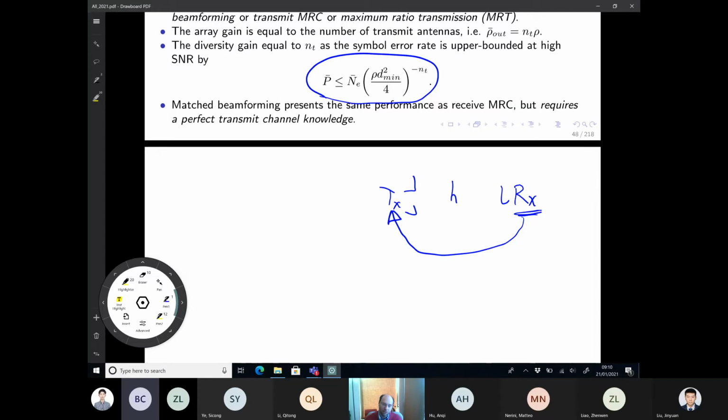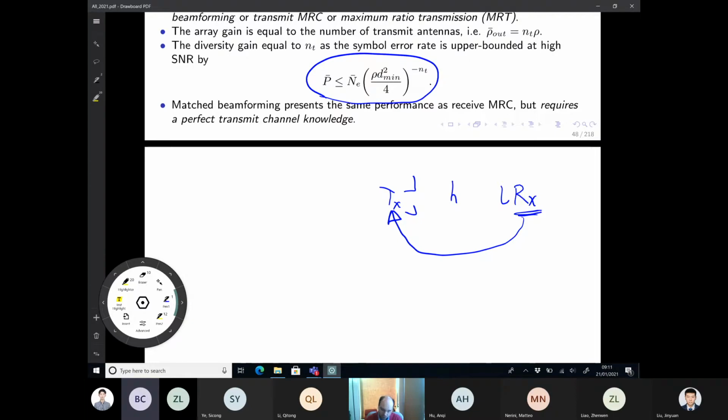Another way is TDD. In TDD, the channels on the downlink, from the transmitter to the receiver, and on the uplink, from the receiver to the transmitter, are the same because they operate on the same frequency band, though at a different time instant. But the channel is relatively stable, so the uplink and the downlink channels are the same.